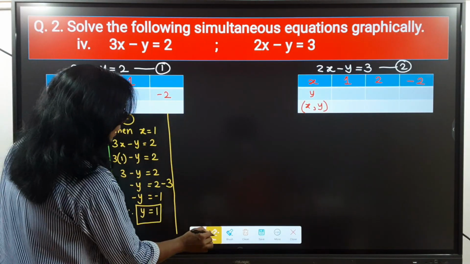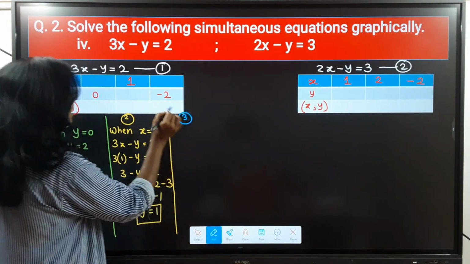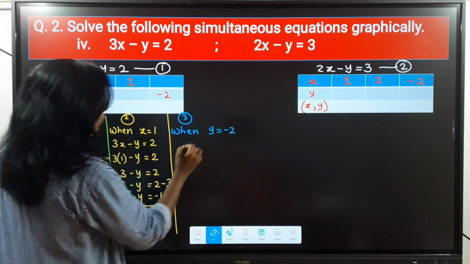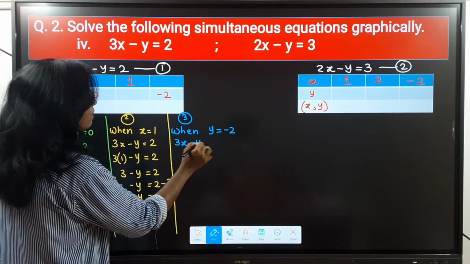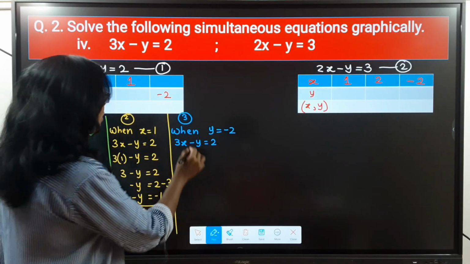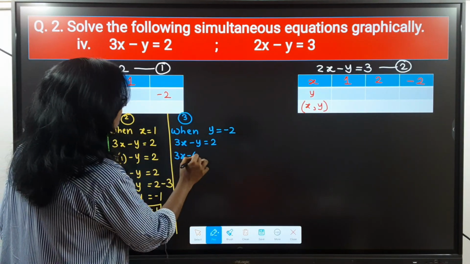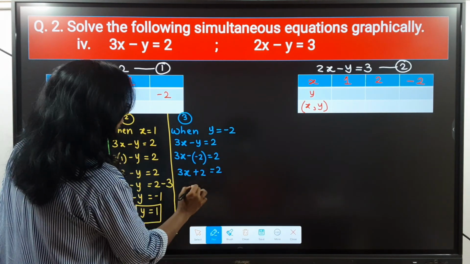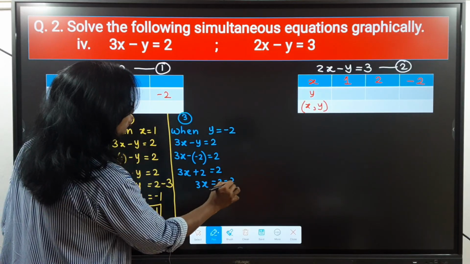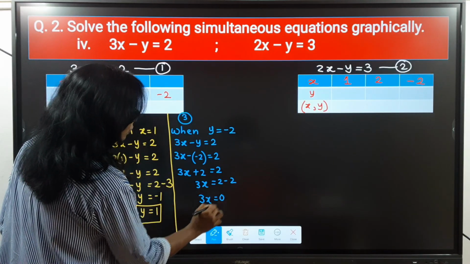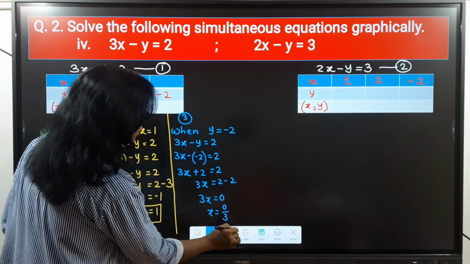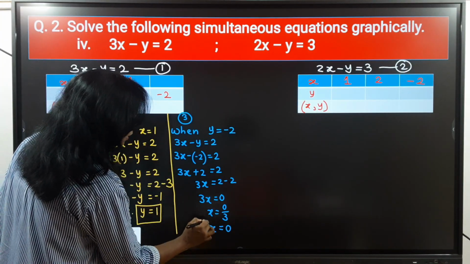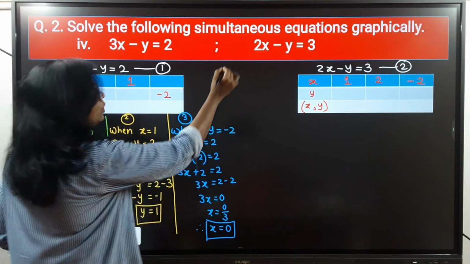Then here students, for the third value consider when y is equal to minus 2. The equation is 3x minus y is equal to 2. So 3x minus of minus 2 is equal to 2. So 3x plus 2 is equal to 2. So 3x is equal to 2 minus 2. So 3x is equal to 0. Therefore x is equal to 0 upon 3. So 0 upon 3 means x is equal to 0.